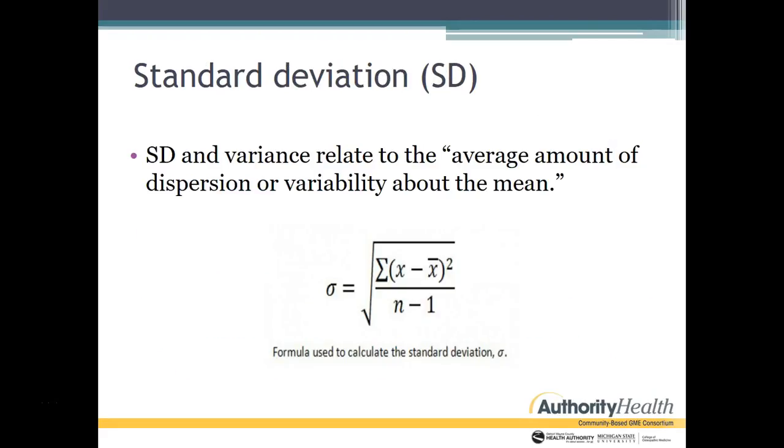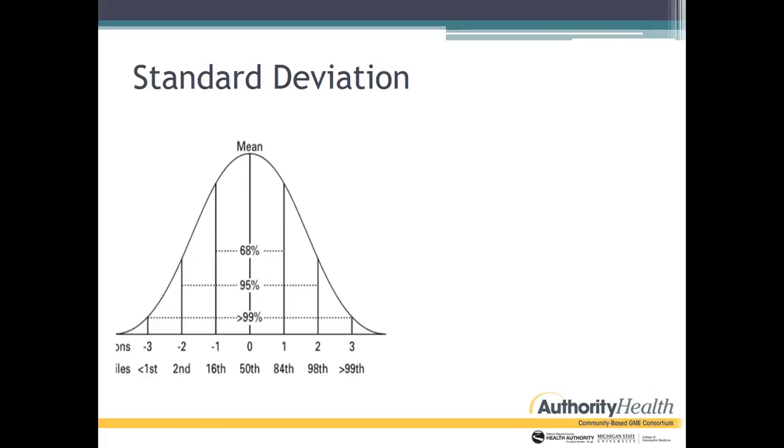So let's talk about standard deviation. Standard deviation and variance just relate to the average amount of dispersion or variability about the mean. Here is the formula for standard deviation. I don't expect anyone to memorize this. Just note that it's basically the sum of the squared differences from the mean over the sample number minus 1. So this is a normal distribution, and here we see the mean right at the 50th percentile. There are a couple of things about standard deviation to note.